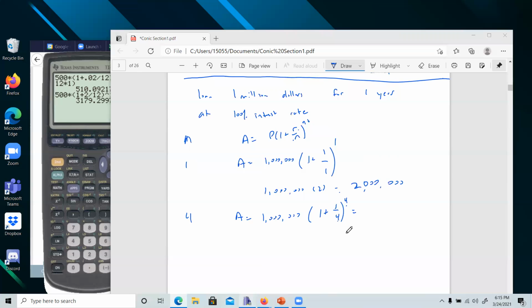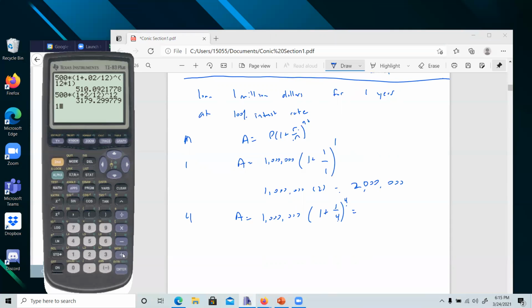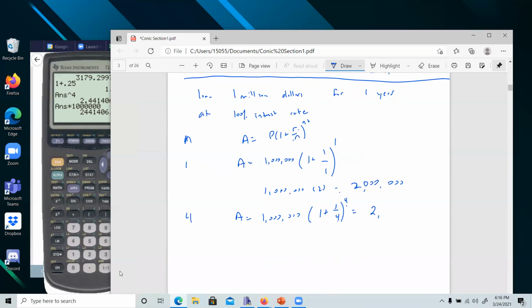So this is going to be 1 plus 1/4 raised to the 4th power, times our 1 million. And just changing the number of compounding periods, right, to 4 rather than just 1. What is that? 2,441,406. Okay, we owe almost $500,000 more.